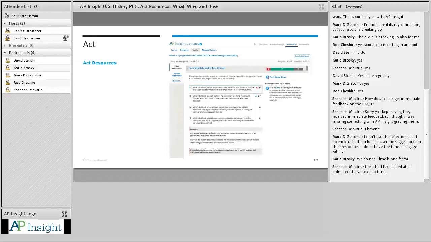I've used it intermittently. I've tried to make it something that the kids do on their own. Usually when we have finished doing the assessment, they've gotten the feedback, I've asked them to take out the reflection piece and just to do a little journaling with it. But again, for some of the same reasons that Katie noted, it's time. I have a particularly short class period of 40 minutes, so that makes it really tough.